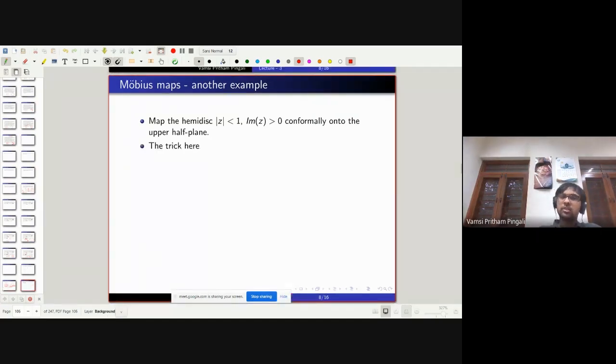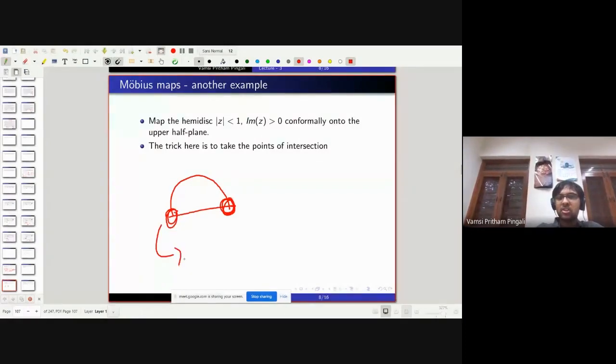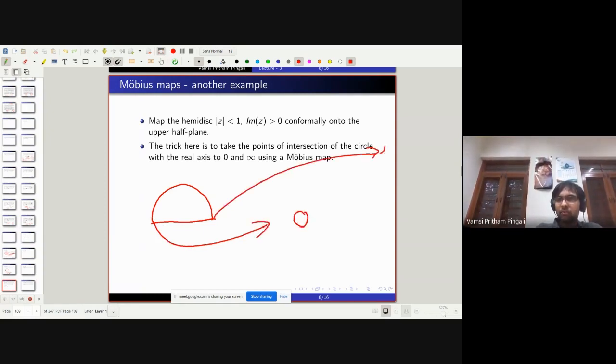The trick is as follows. These are the crucial things. This is where some change happens, right? Look at these two points of the circle with the real axis, and send them to 0 and infinity using a Mobius map. That sounds like an odd thing to do. I'm saying take this point to 0, take this point to infinity. When I do this, what happens to this line and what happens to this semicircle?